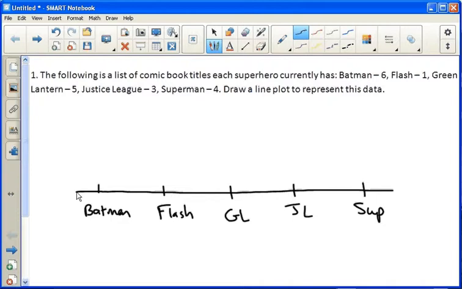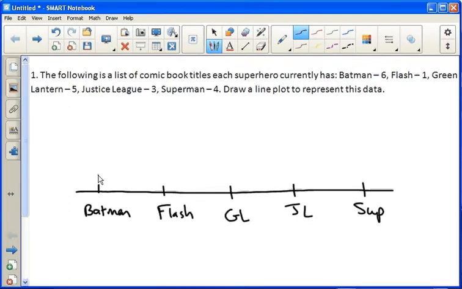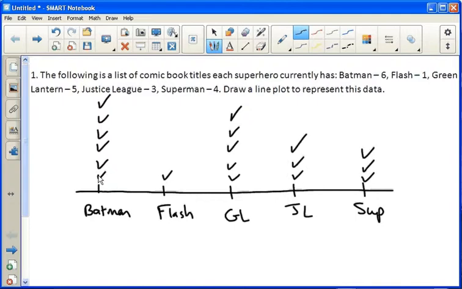So for Batman, there are 6. So you can use X's, checks, boxes, circles, whatever you want. I'll just use checks. Since there are 6 Batman comics, I'll place 1, 2, 3, 4, 5, 6 checks under Batman. Flash just has 1 comic, so we'll just give 1 check. Green Lantern has 5, so 1, 2, 3, 4, 5. Justice League has 3, 1, 2, 3. Superman has 4, 1, 2, 3, and 4.